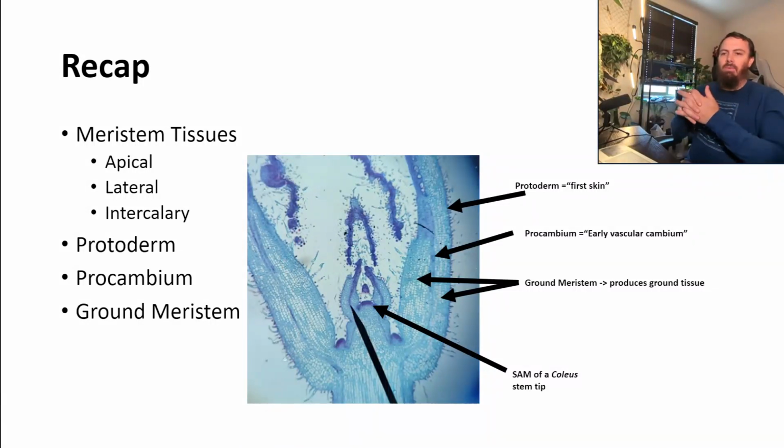Okay, so let's recap this video. I know there's a lot of text and a lot of vocabulary in here. The key is really to memorize the vocabulary and then memorize the functions. I always recommend you do that. You need to know the meristematic tissues: the apical, lateral, intercalary, and the primary meristem tissues, protoderm, procambium, ground meristem. You need to understand how that relates to the vascular cambium and the secondary meristems, and understand those pathways of different meristematic growth.